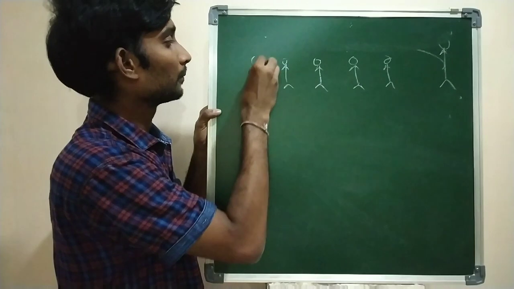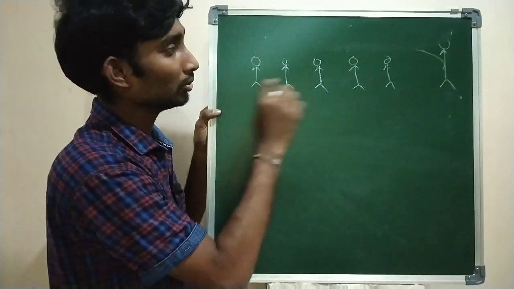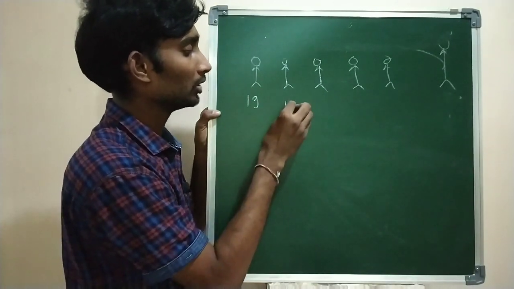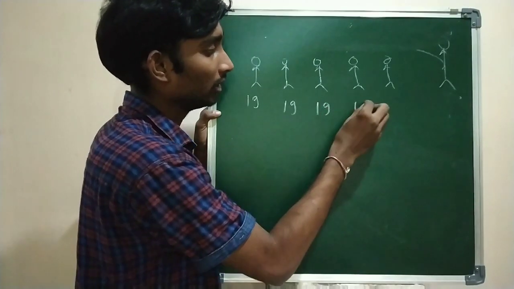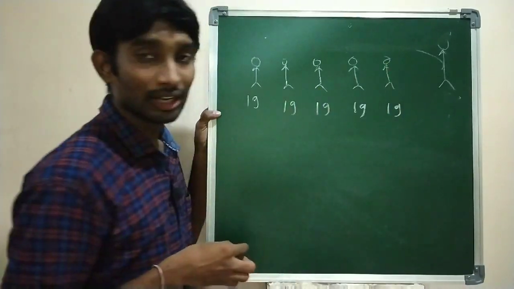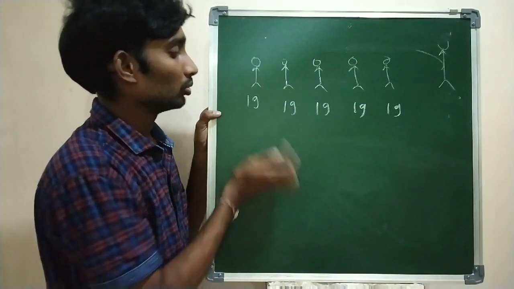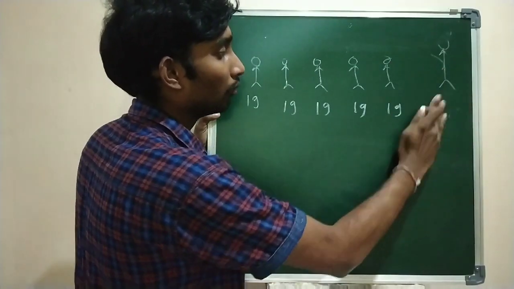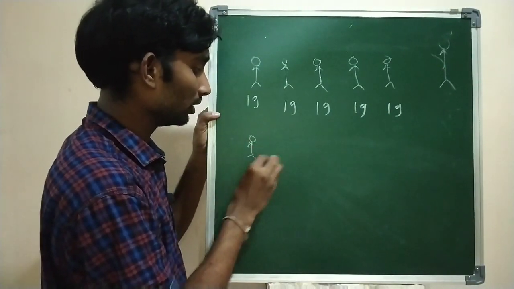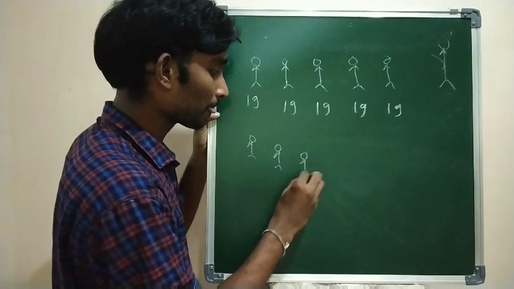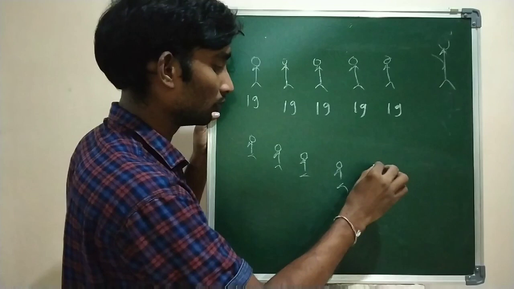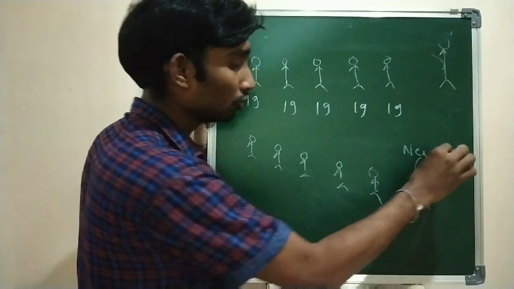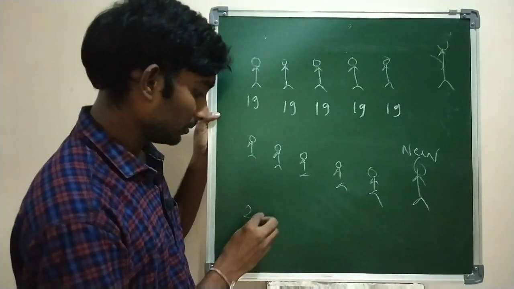Now, what is the average age of these 5 boys? 19. Now if I assume the age of this boy is 19, this is also 19, this is also 19, this is also 19, then what will be the average? 19. Understood? Now the new boy joins. What happens after the new boy joins? The average age becomes 20.